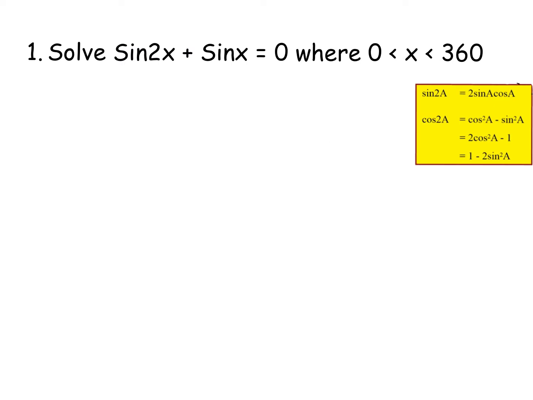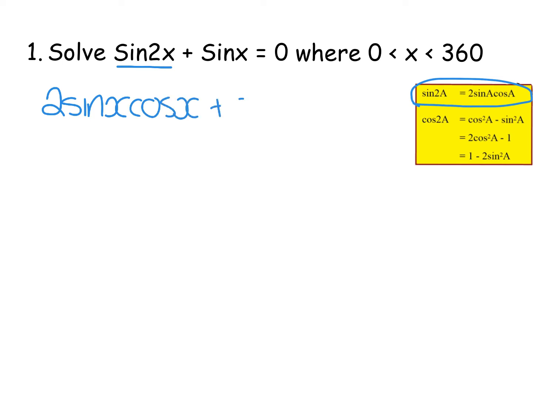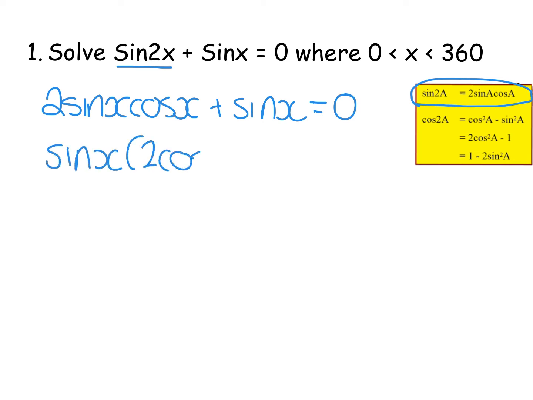So what I've got here is the equation sin2x plus sin x. Now we can't do anything with that, but what we can do is something with this sin2x. Sin2A in the formula sheet can be written as 2 sin A cos A. So I'm going to replace that with 2 sin x cos x, and then plus sin x equals 0. Now from there, I'm spotting a common factor of sin x jumping out at me. So I'm going to remove a common factor of sin x, and that will leave me with 2 cos x plus 1.